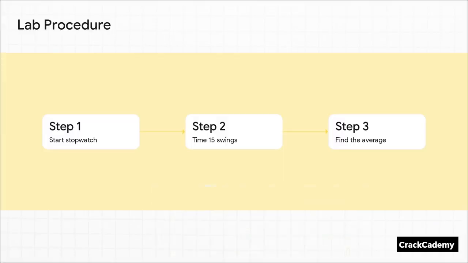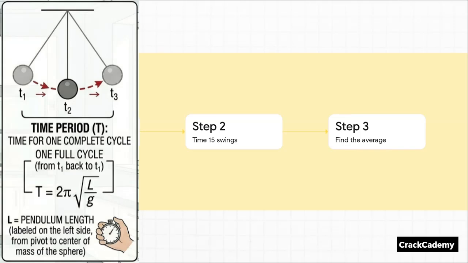Well, unless you've got superhero reflexes, your thumb just isn't fast enough to accurately time a single oscillation with a stopwatch. To get around that human error, our lab procedure uses a pretty clever workaround. Step 1, get your stopwatch ready. Step 2, time 10 to 15 continuous swings altogether. And Step 3, divide that total time by the number of swings to find your exact average.